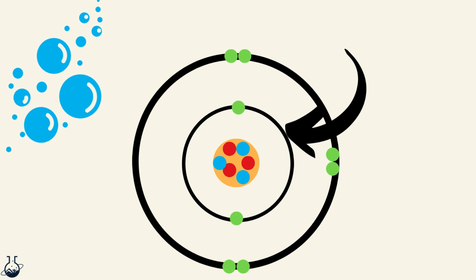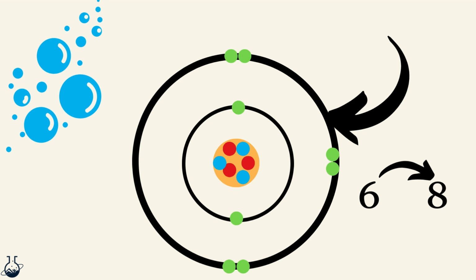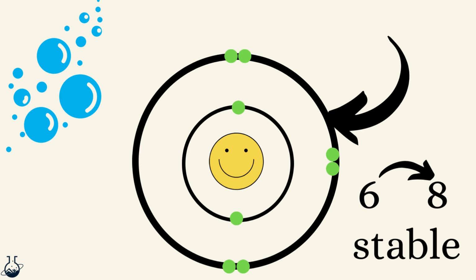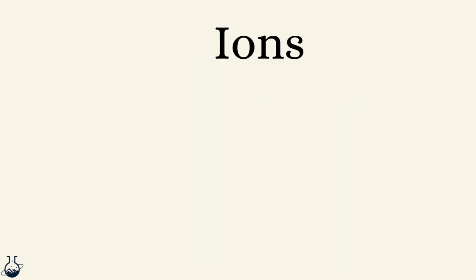So this atom has 2 electrons on the inner shell and is in group 6. So it has 6 electrons on its valence shell. When this atom reacts with another, this shell can fill up to 8 to make it stable. A stable atom is a happy atom. In this case, it needs to gain 2 electrons from elsewhere. This is where ions come in.